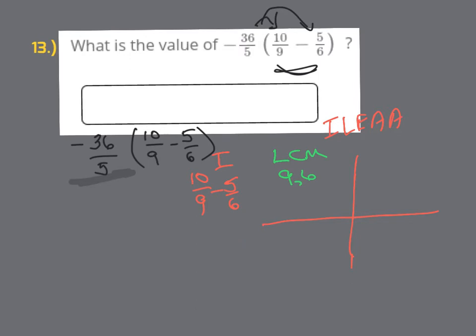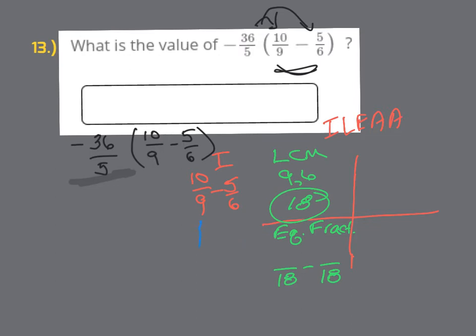Well, the smallest number, the first one we get to, is 18. 9 times 2 is 18. 6 times 3 is 18. So the LCM they share, of course, is 18. So now I'm going to be changing both of my original fractions to new equivalent fractions. So that means both of these have to be over 18. So I'm going to have some number over 18 minus some other number over 18. And my job right now is to figure out what those numbers are.